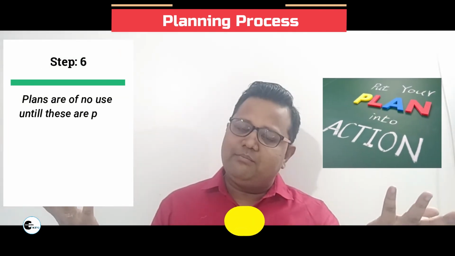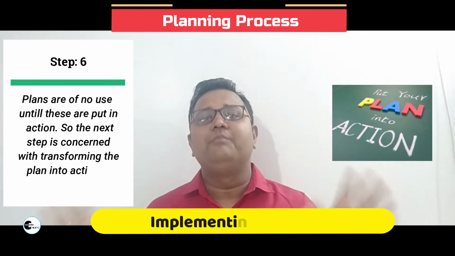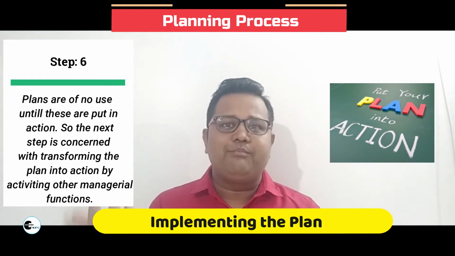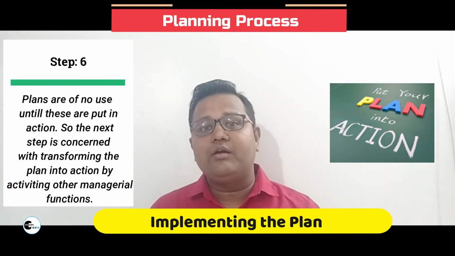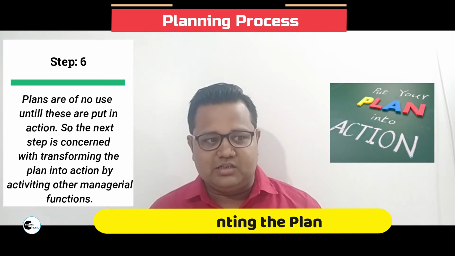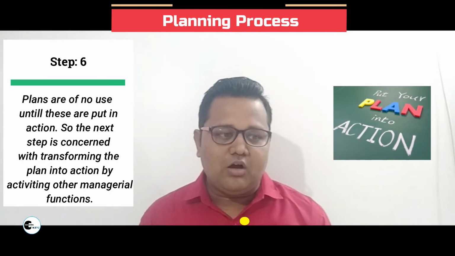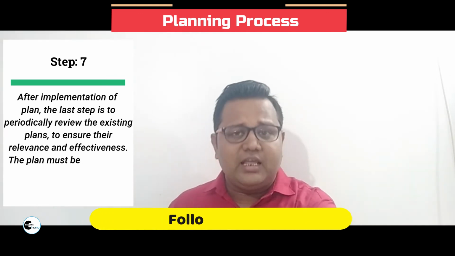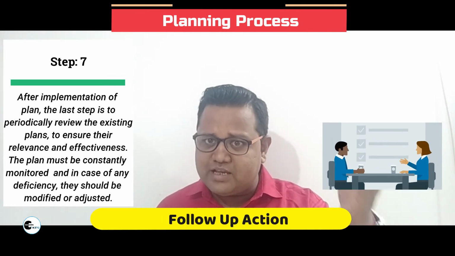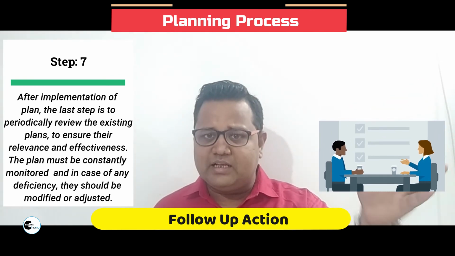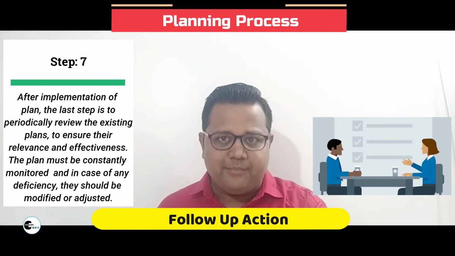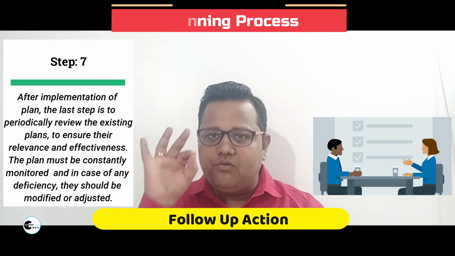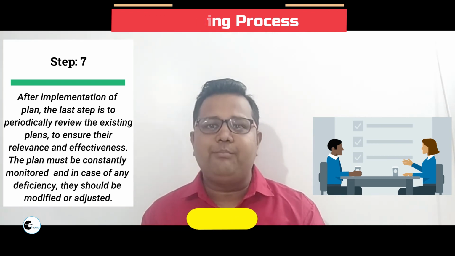Next one is implementing the plan. We have identified, evaluated, selected. Now let's implement the plan. Until and unless implementation is done, the planning is incomplete. What is implementing? Transforming the plan into action. That is the meaning of implementation of plan. And the last step is follow up action. Follow up action means how the things are going on. What objective we have set, what assumptions we have made, what alternative we have selected, what we have implemented, now review them, monitor them, check them whether things are going in the correct manner or not. That is follow up action, and this is the last step of planning.